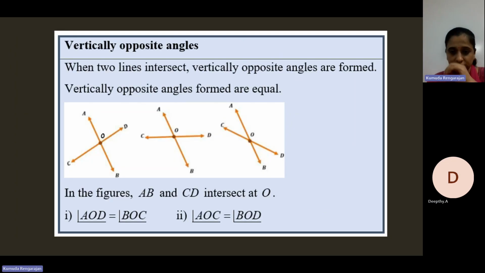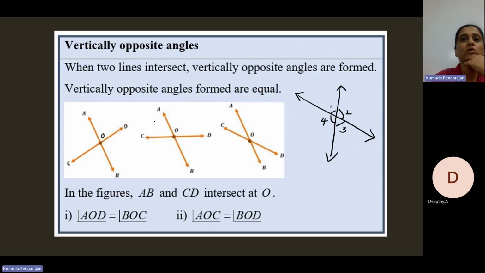So when two lines intersect each other, vertically opposite angles are formed. See, when two lines intersect like this, four angles are formed: angle 1, angle 2, angle 3, angle 4. This is the point of intersection. Let's say this is line L and this is line M. So lines L and M intersect at the point O.